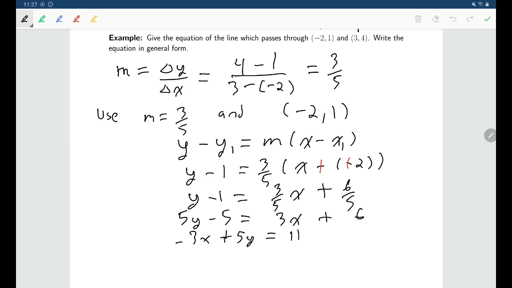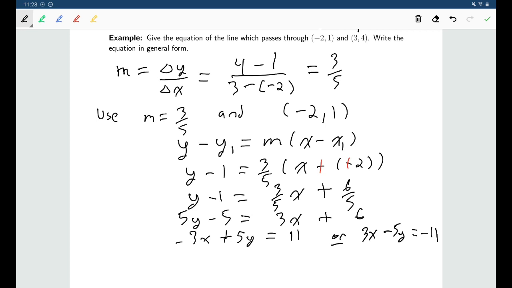If you don't like it starting with a negative, you could multiply everybody by -1. So you could also rewrite this as positive 3x minus 5y equals -11. I know some books try to avoid having the first thing on a line being a negative. So if you've been using those kinds of books in the past, you might want to make that -3x into a positive, and that's fine. You could multiply everybody by -1 to make that happen.